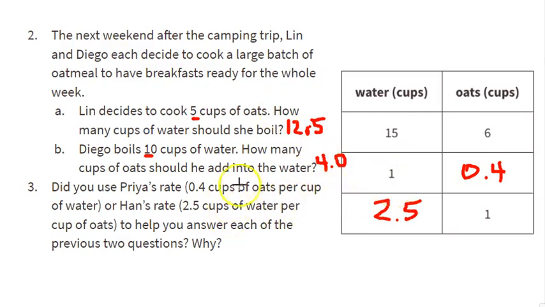So how did those each help? How did Priya's and Han's rates help us with these? Well, we had a 1 per. We had a single part there that we could easily use to jump to those other parts. And then by using what we multiplied those parts to make, so like the 1 times 5 gave us that 5, we had to multiply the 2 5/10 times 5, and then that gave us our answer. We used the opposite part on this one, but it still worked out the same way.